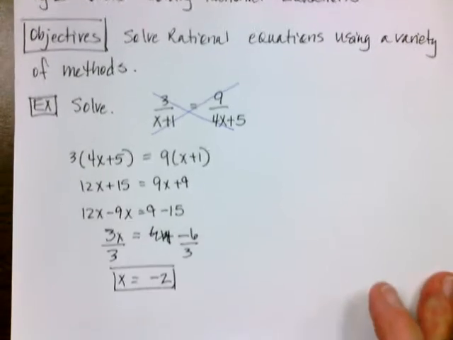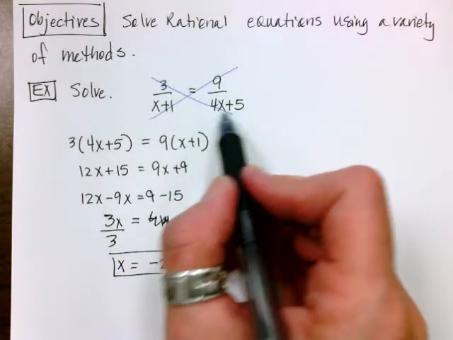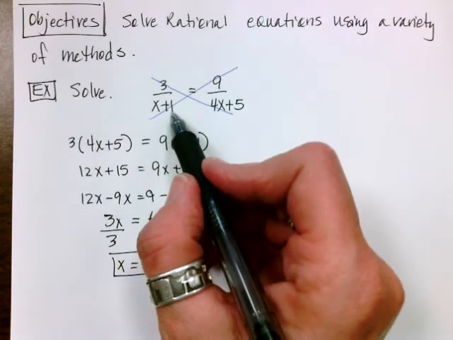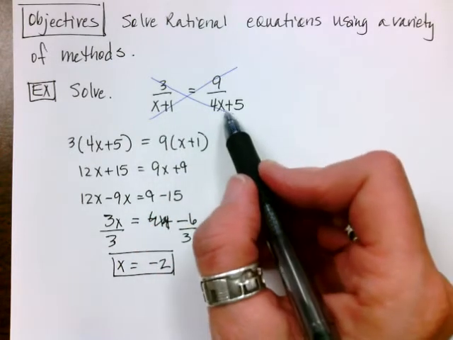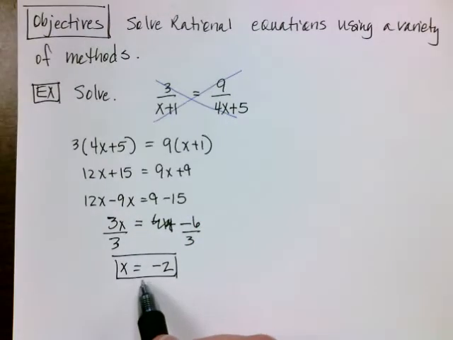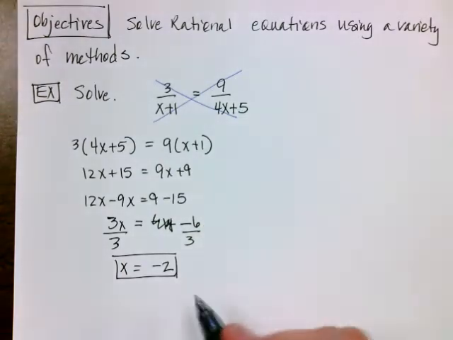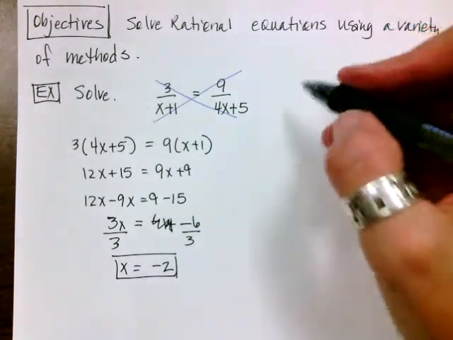Now there's a couple of things that you need to be really careful with when we're solving rational equations. You always want to look at your answer and look at your denominators. So if I substitute a negative 2 in here, I would get a negative 1, and I would get a negative 8 plus 5, so a negative 3. Anytime your answer makes the denominator be 0, that would be an extraneous solution.